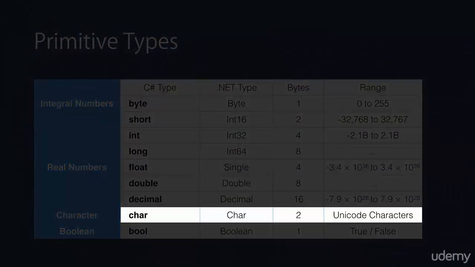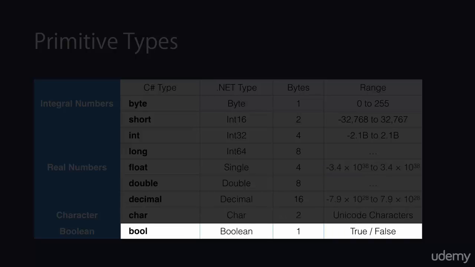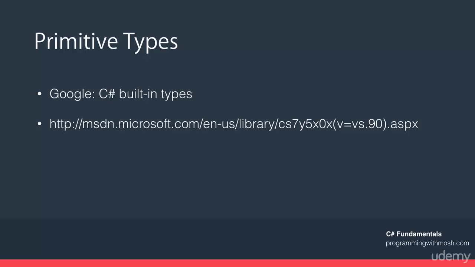We also have character, which is represented by the char keyword, and it's 2 bytes. So characters in C# are Unicode. And finally, we have bool, which represents Boolean, which can be either true or false. In case you want to learn more about the other data types that I told you are not really used, you can simply go to Google and search for C# built-in types, and the first page is the MSDN page that lists all the primitive types in C#.